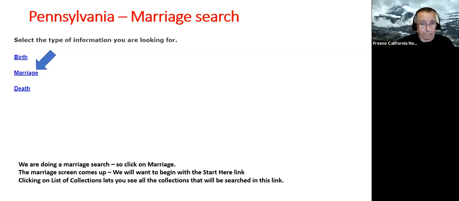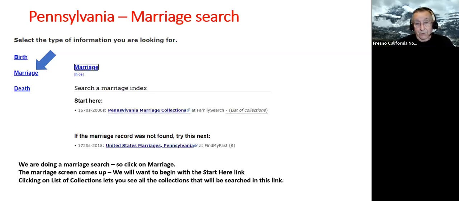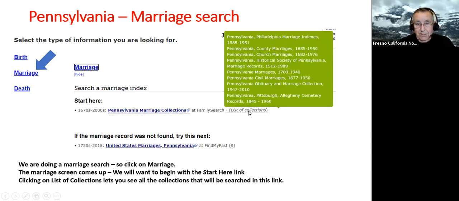So when we click on marriage, what we get is just this. We got marriages, and it says search a marriage index. It says start here, and you have Pennsylvania marriage collections at FamilySearch. And if you click on here on list of collections, it'll show you all the different collections of records that they have lumped together for you so that when you do your search, you're really searching for all those. Now, according to FamilySearch, this is the best place to go. You'll have a better chance of finding your answer here statistically.